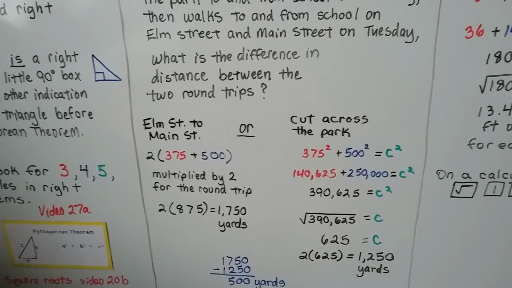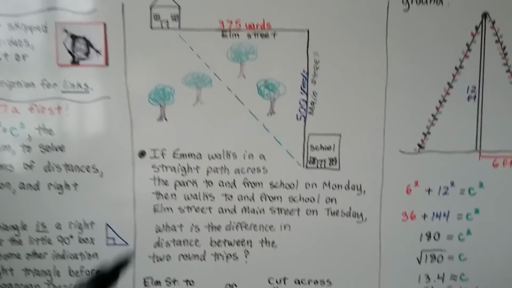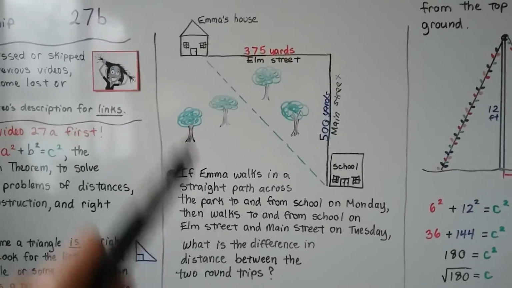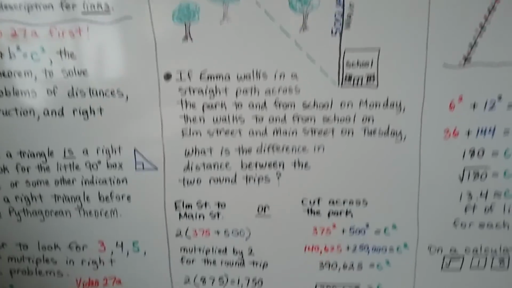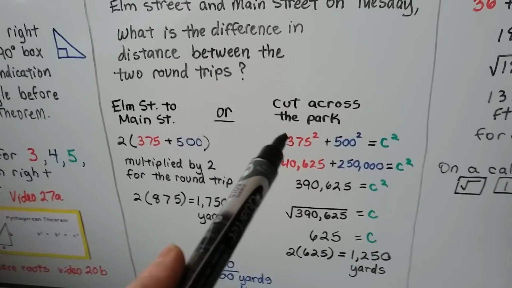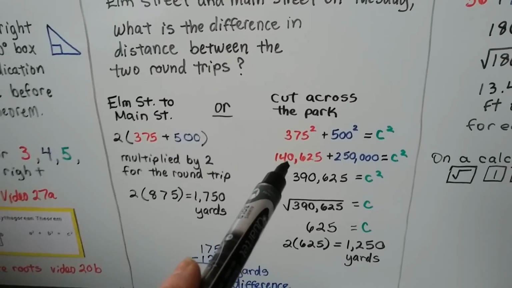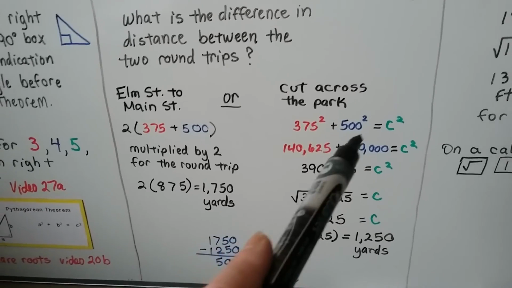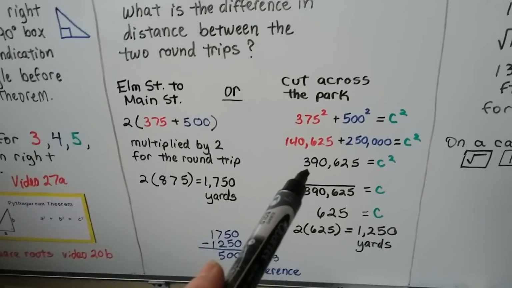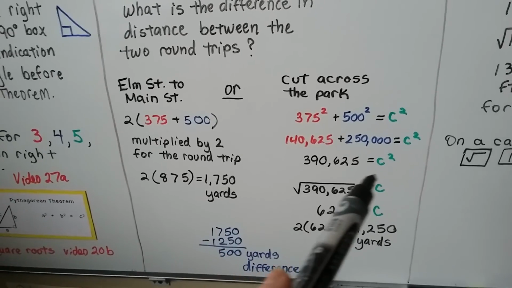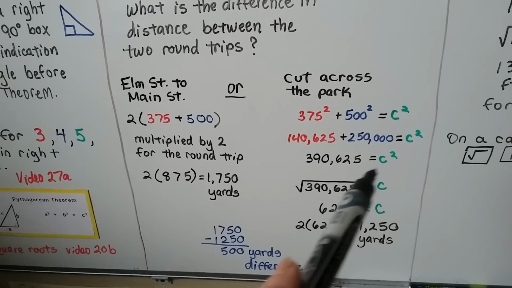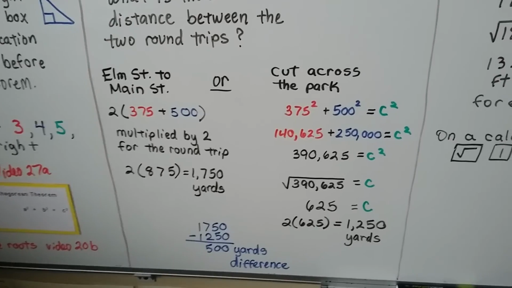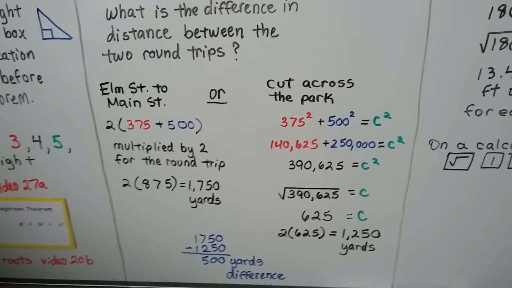Now, let's find out about cutting across the park. This is our A, this is our B, so we need to do A squared plus B squared, and that's going to tell us C squared, isn't it, for our hypotenuse? So we do 375 squared, which is huge. It gives us 140,625. And we do 500 squared, which gives us 250,000. We add these two together, and we get 390,625. And to remove this little 2 exponent from the C, we need to put a radical sign around this side. See? And then we find the square root of that number, and we get 625.